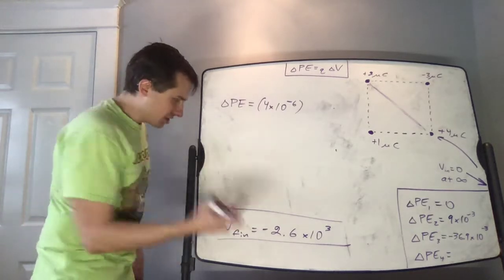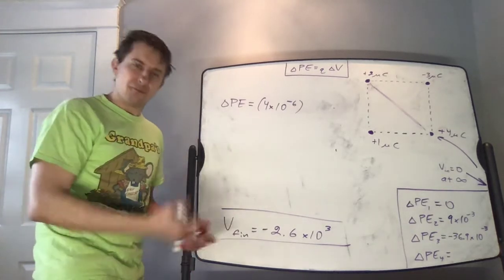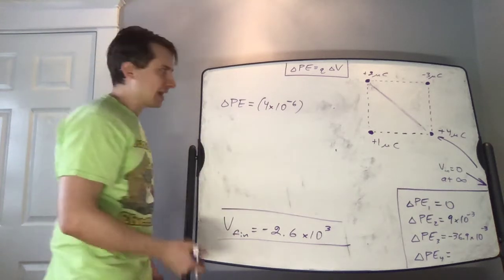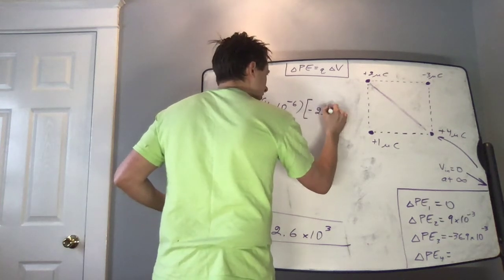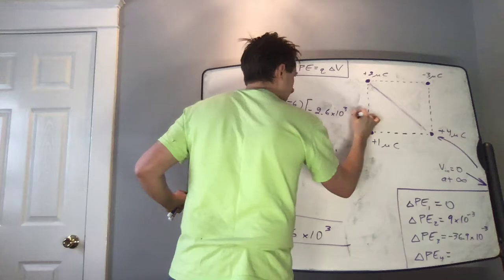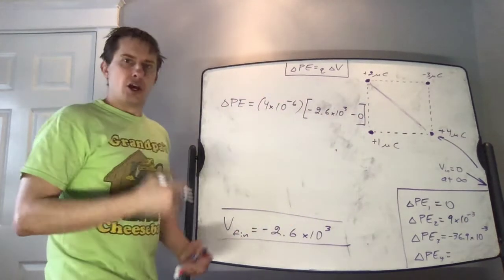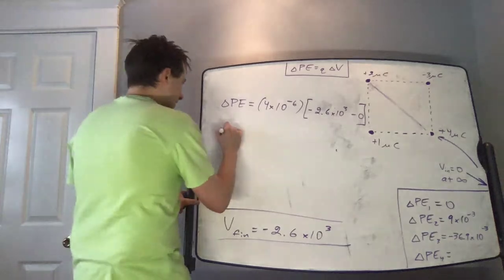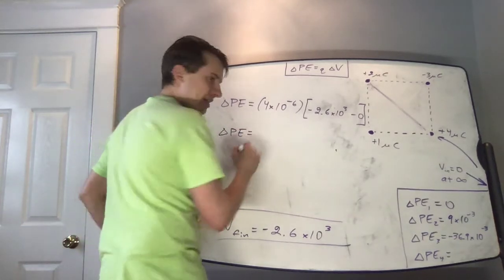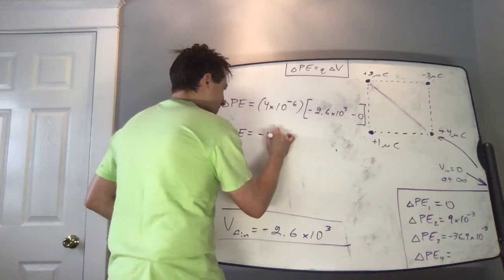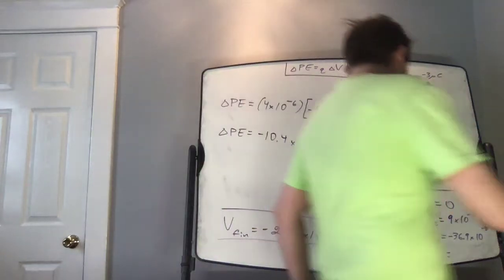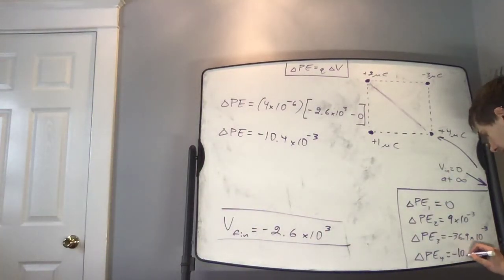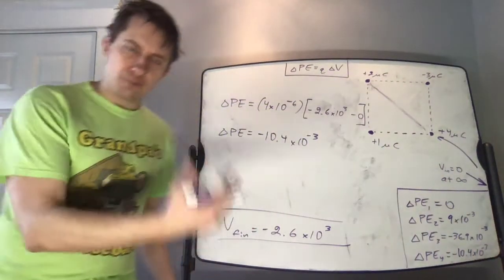Remember, sign is important. We have a negative value for the final value of the electric potential. That's okay. I have negative 2.6 times 10 to the 3 minus 0 for V initial. When I put these numbers in a calculator, I get the change in potential energy is going to be negative 10.4 times 10 to the negative 3 joules. So we have a change in potential energy of negative 10.4 times 10 to the negative 3 joules when we move the final charge into place.